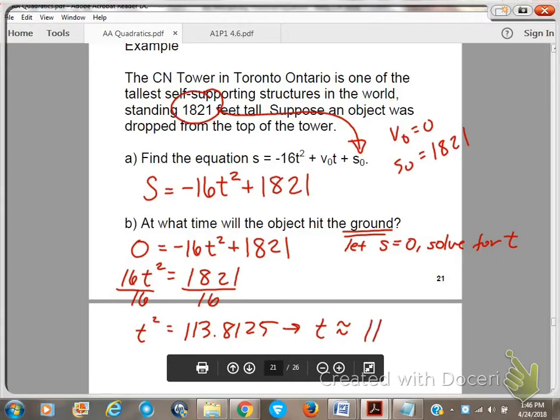11 seconds. Normally when you're doing a square root, you also have to include plus or minus. Why don't we need to worry about that here? You can't have negative time. Good. You can't have negative time. So, not time travelers. After approximately 11 seconds, it will hit the ground.